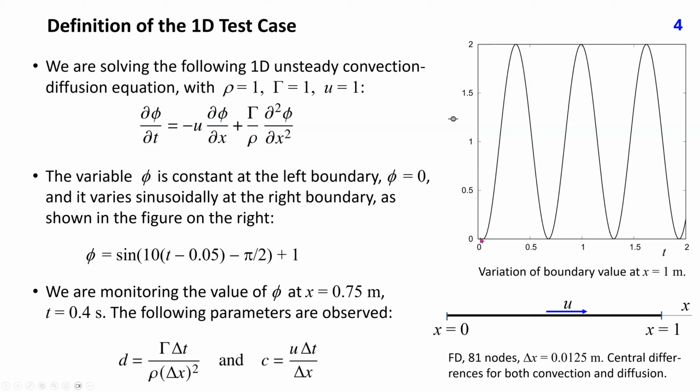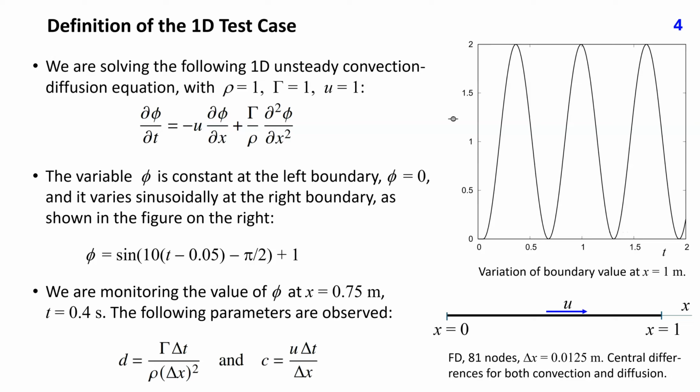Until then, both boundary values are equal to 0. This is intended to provide enough past data for methods which use information from several previous time levels. We are monitoring the value of phi at x equals 0.75 meters over time. Temporal discretization errors are determined by assessing the variation of this value at t equals 0.4 seconds as a function of the time step size.